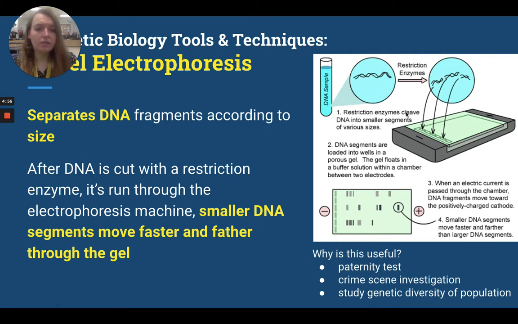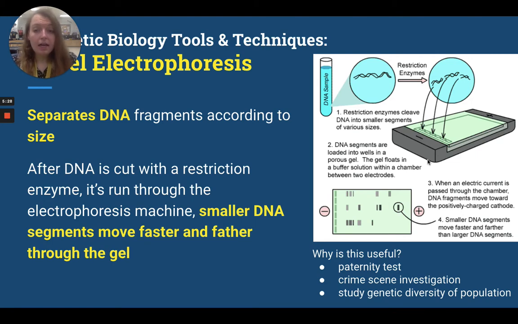Then the samples are loaded into the top of the machine. These slots are called wells, and this is where individual samples will be loaded into the machine. I also want you to notice that the machine has some charges on it. So it's loaded into the negative end of the machine, and when we turn on the machine, a charge is applied to it, and so there's a negative end here and a positive end down here.